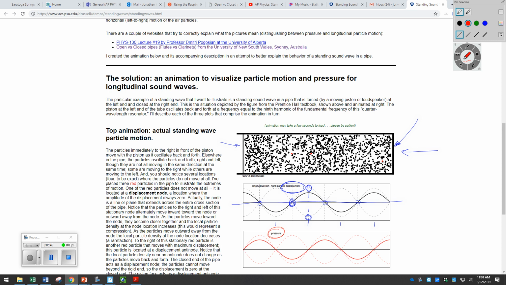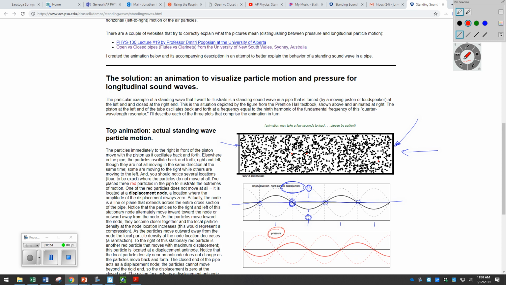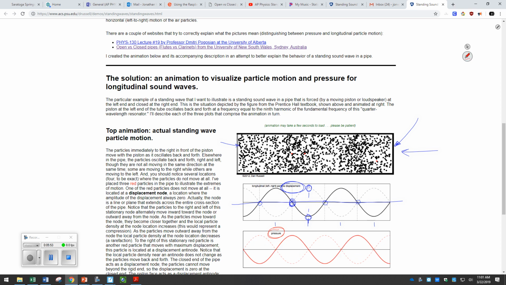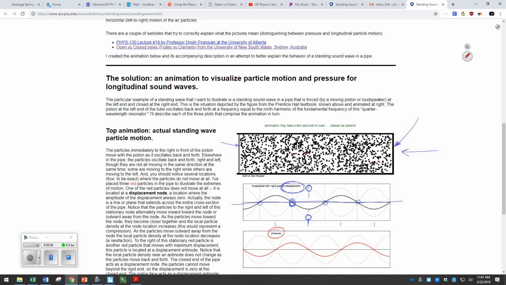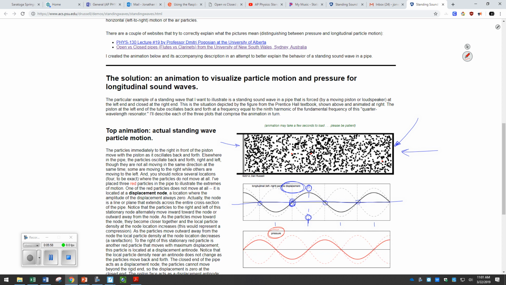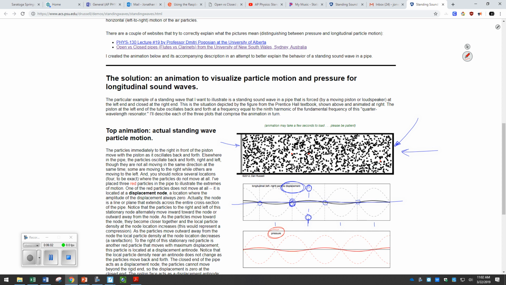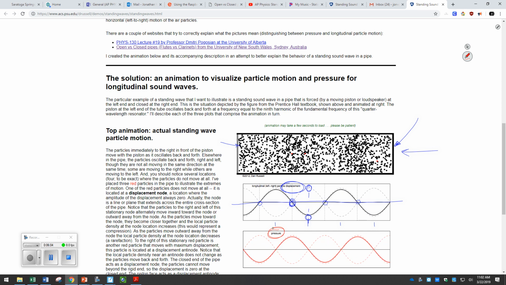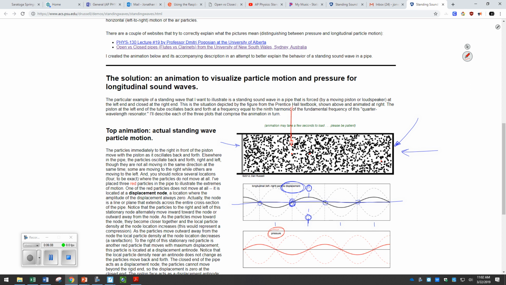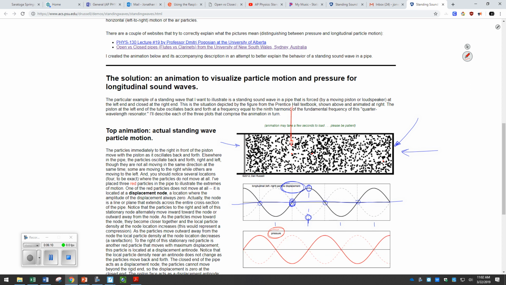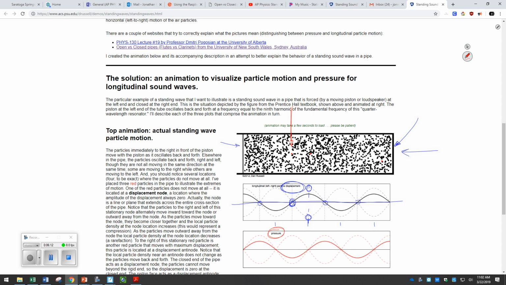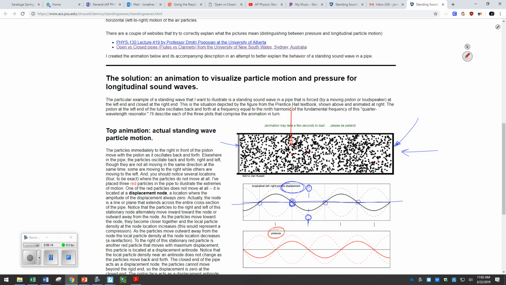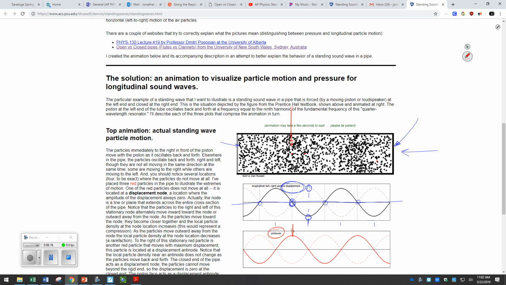And air pressure is about not where things are, not where air particles are relative to their equilibrium position, but how much the air particles are squished together or spread apart. So let's look here. When we see this particle that doesn't move, right now it's squished, right now it's spread. Right now it's squished, right now it's spread. Right now it's squished. And we notice that oscillation in air pressure.